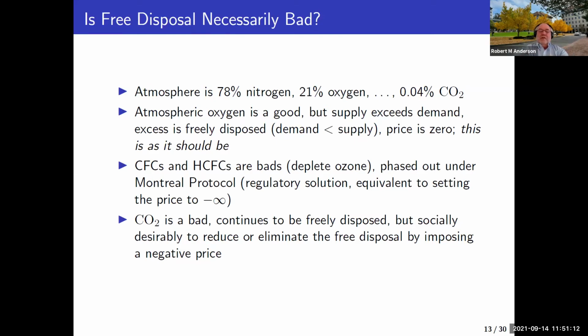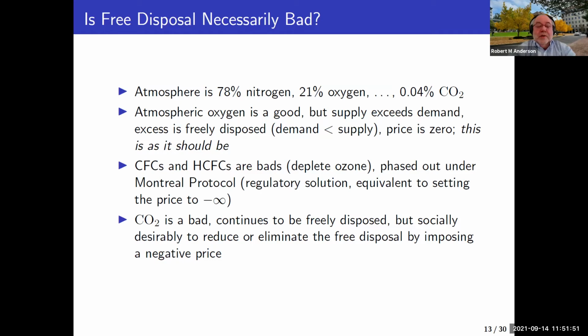CFCs and HCFCs, these are chemicals that were used in propellants in aerosol cans. They're bad because they deplete ozone in the upper atmosphere, and ozone helps to shield the Earth from harmful radiation from the sun. They've been phased out under the Montreal Protocol, which is from I think 1976. And that's a regulatory solution, which in our setting would be equivalent to setting the price to be minus infinity. You set the price so high that nobody produces any of them.